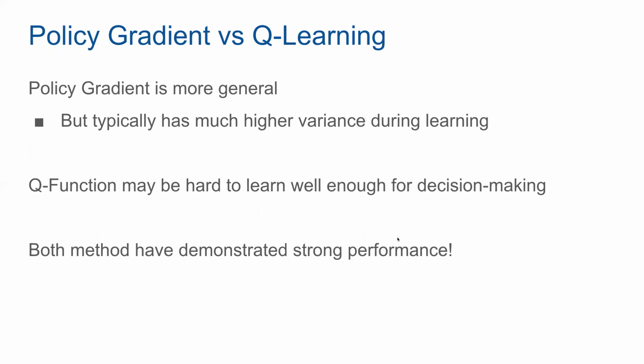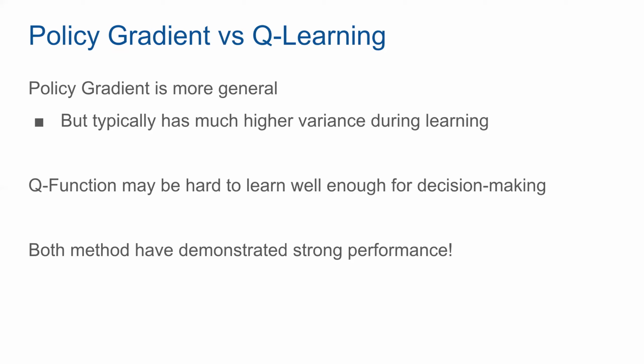So, policy gradient versus Q learning. Policy gradient is more general, but typically has much higher variance during learning. The Q function may be hard to learn well enough for decision making. In policy gradient, at least in actor-critic, the Q function is learned only to weight the gradient on the policy itself, rather than using a Monte Carlo estimate of the Q value. But in Q learning, the Q function has to be learned well enough to be directly used for decision making.